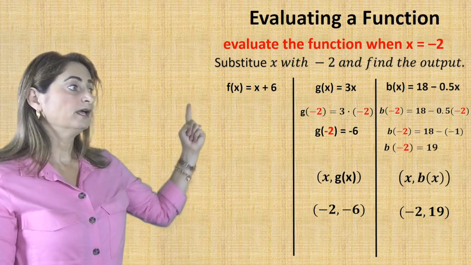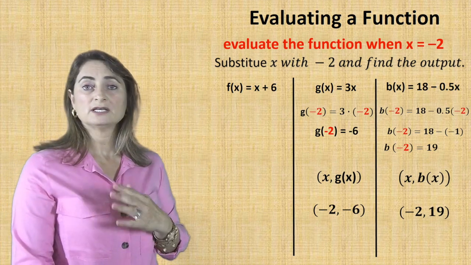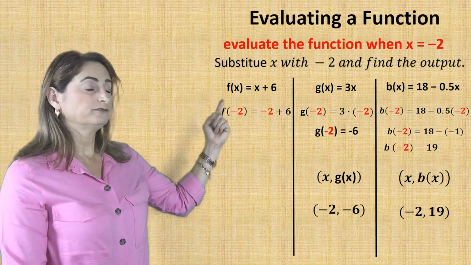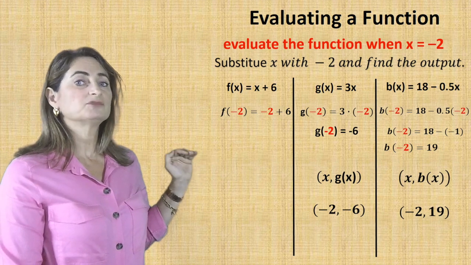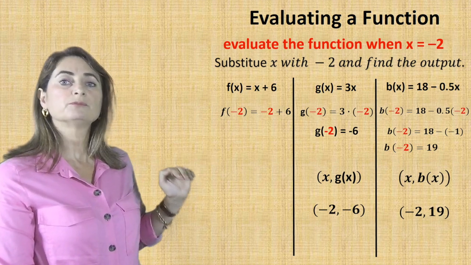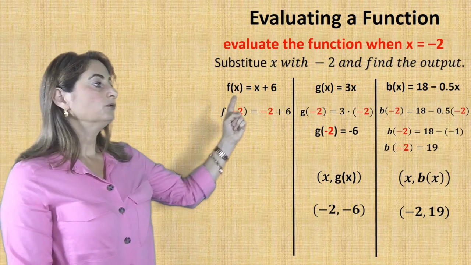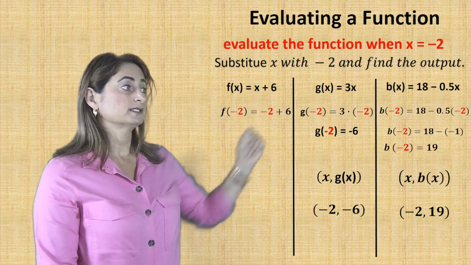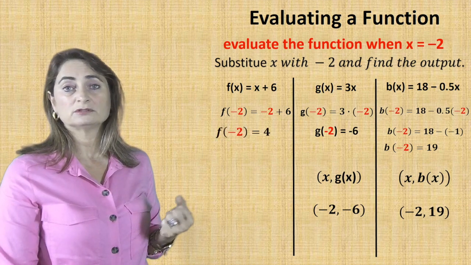The last one, f of x equals x plus 6. Substitute x with -2. Again, f of -2 does not mean multiplication. I'm just naming the function when the input is -2. Equals, substitute x with -2: -2 plus 6, and -2 plus 6 equals 4.